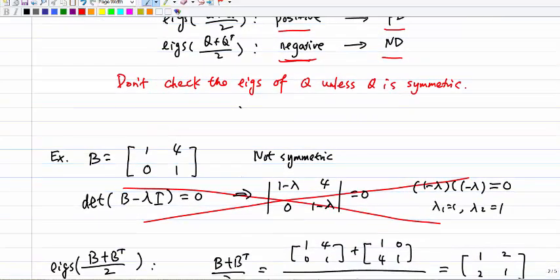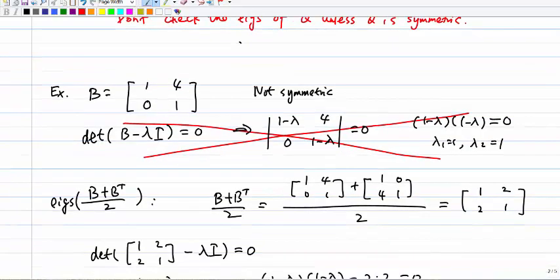Let me give you an example. Take matrix B, which is 1, 4, 0, 1. Apparently it is not symmetric; we have to verify that. So you cannot use the eigenvalues of B directly to determine whether it is positive definite, even if the eigenvalues here are all positive. We have to check the symmetrical portion of it.